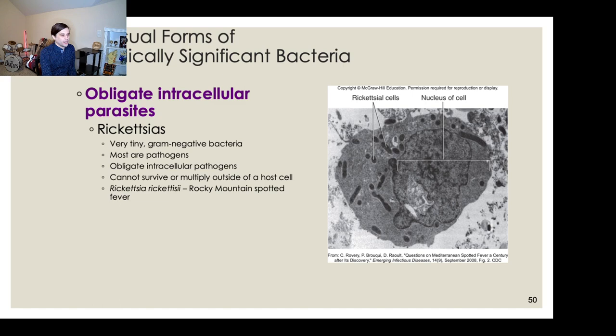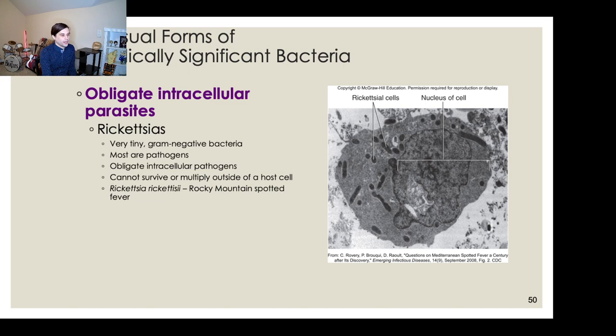So an obligate intracellular parasite is a bacteria or an organism that absolutely must be inside of another host cell, either to successfully cause disease or to reproduce. At some point in its lifespan, it has to be inside of another cell. There are quite a few of those in the medical world, but one of the main ones people are concerned with is Rocky Mountain spotted fever, or Rickettsia rickettsii.